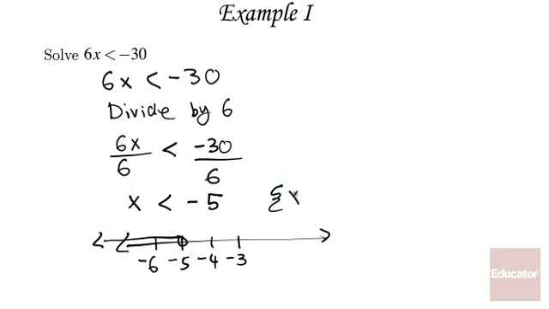Set notation would be x such that x is less than negative 5. Okay, just to remind you of the different ways that a solution can be written for an inequality.